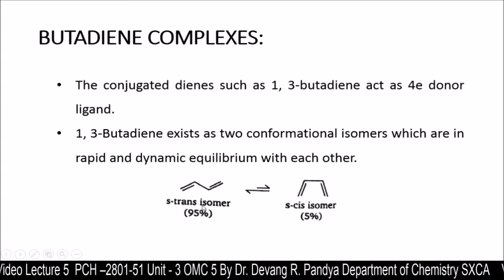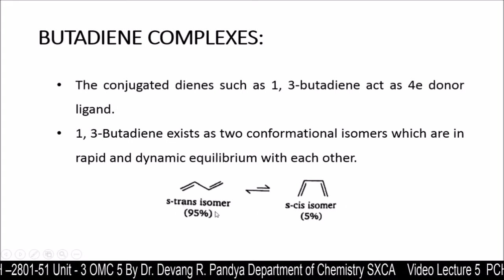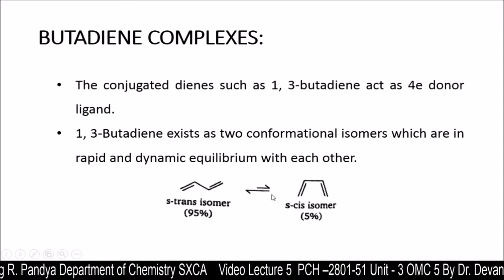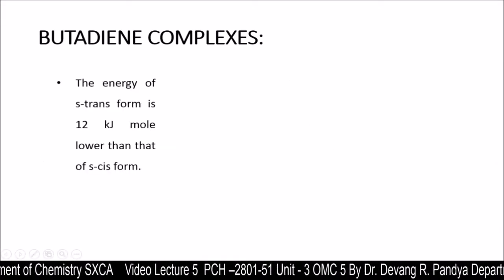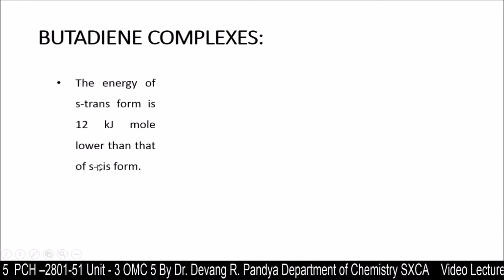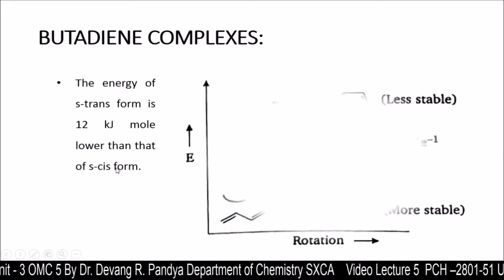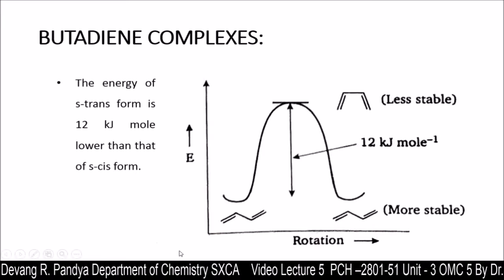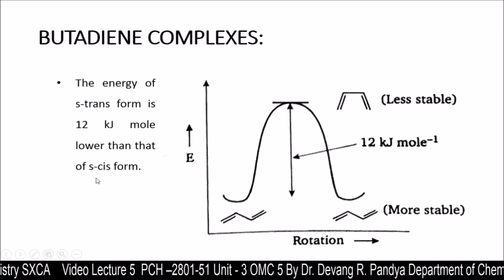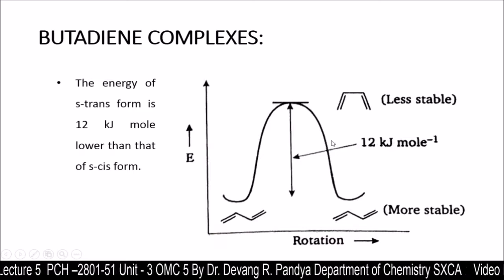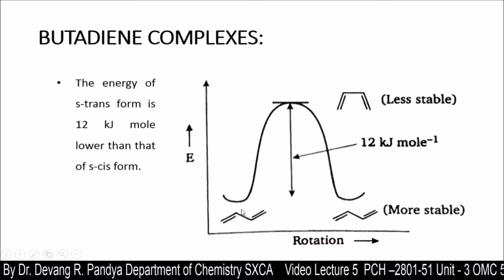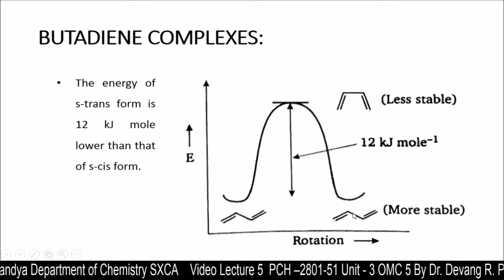available, as S-trans isomer and as S-cis isomer. This one is 95% and this one is 5%, and they are in equilibrium. Now the energy of the S-trans form is 12 kilojoules per mole lower than that of the S-cis form. So the energy of that one is higher. The S-cis form has 12 kilojoules per mole higher energy, and the S-trans form has lower energy, and hence it is stable.